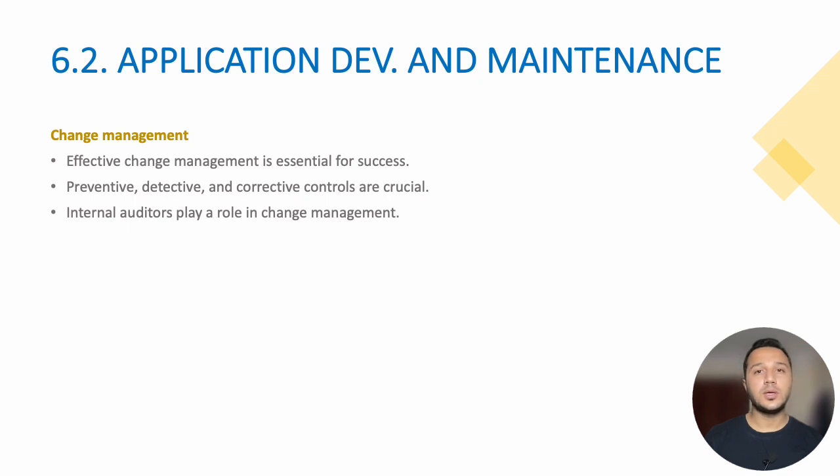Maybe the user is not trained, so we have to provide training to the users. We might need additional resources when deploying. We have to do the deployment of those applications systematically, maybe in different phases or run it in parallel. This is all part of the change we are bringing, and maybe we have to upgrade the skill sets of the employees. So it is very essential for any organization that wants to deploy different kinds of applications to have a proper change management mechanism and process by which they ensure there is minimum disruption and the risks are managed properly.